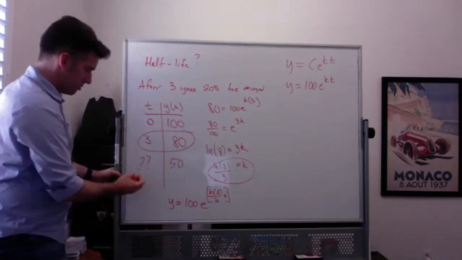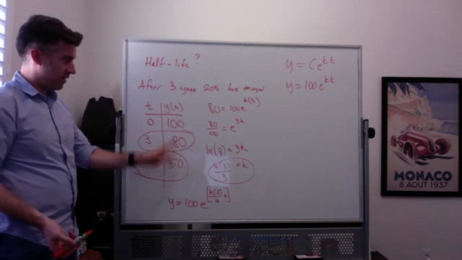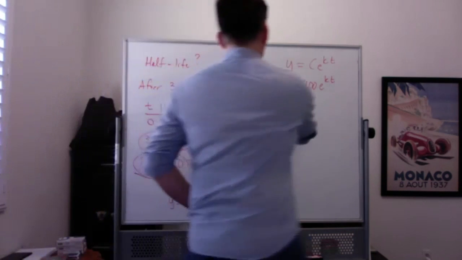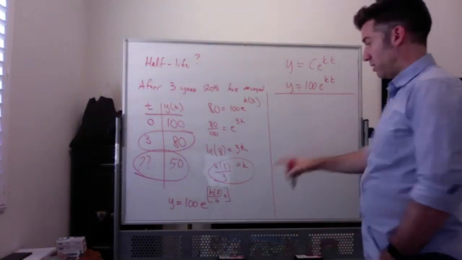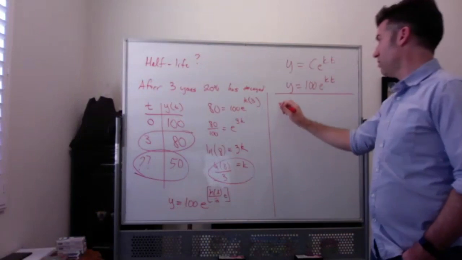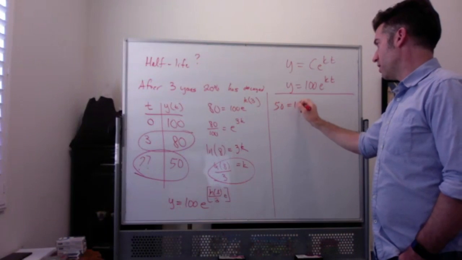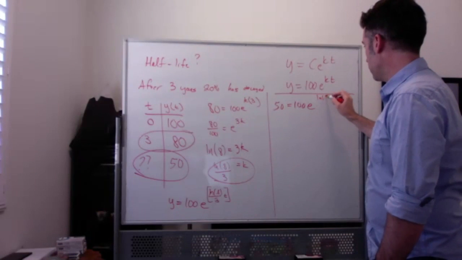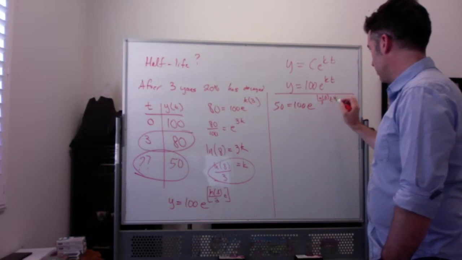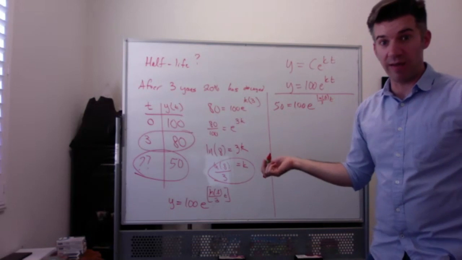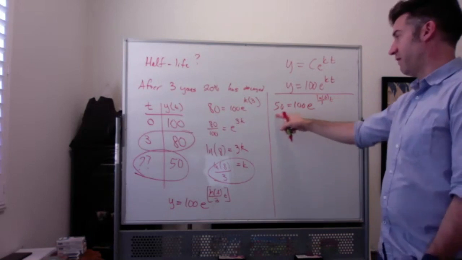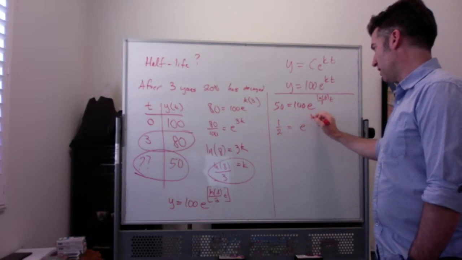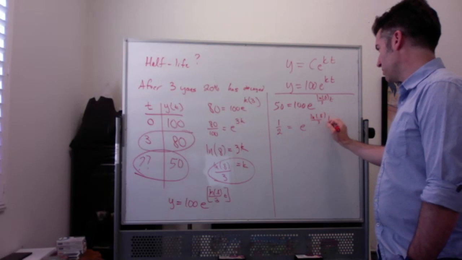And now we're going to plug in 50 for y to find out what the time is, or the half-life. So we're going to take that part there and say, okay, 50 equals 100 e to the natural log of 0.8 over 3 times t. It's the same thing every time. Divide both sides by that. 50 divided by 100 is 1/2, equal to e to the natural log of 0.8 over 3 times t.